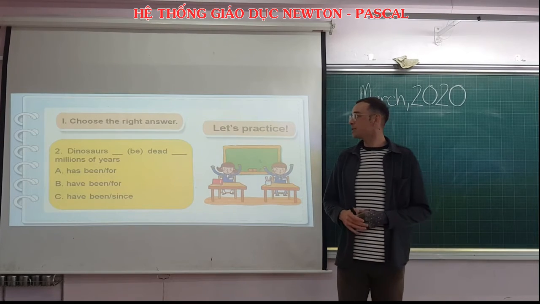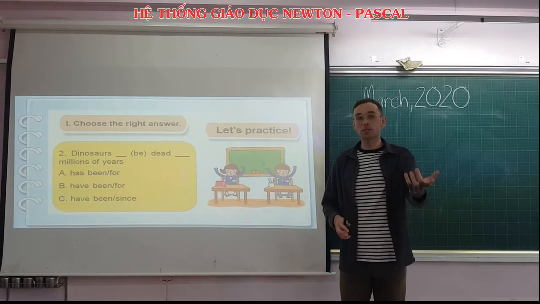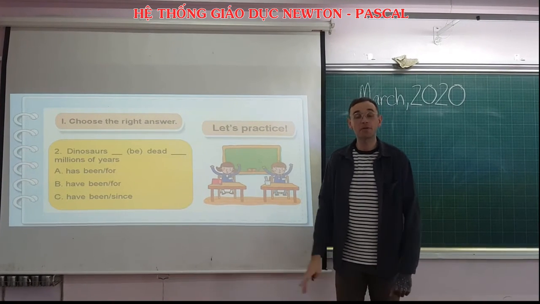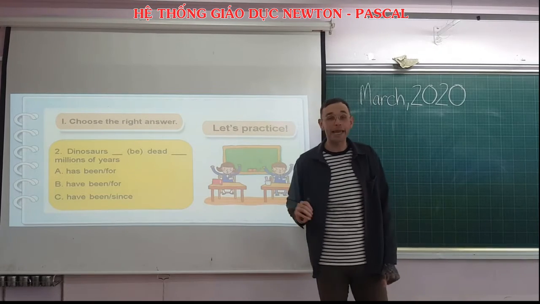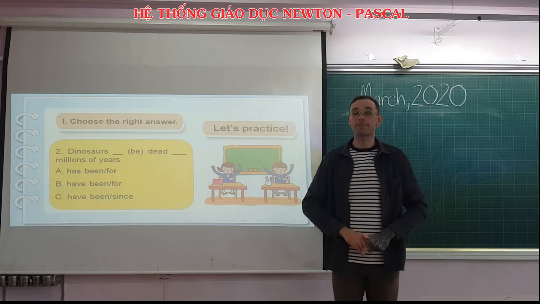Number 2, dinosaurs blank dead blank millions of years. Here we want to use the affirmative of the verb to be. So go ahead, take some time and figure out the correct answer. Is it A, B, or C? Push pause if you need to. When you're ready, hit play.